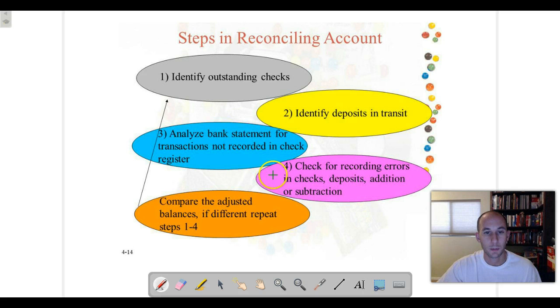So we have 4 steps when we reconcile. First, we're going to have, sorry, my dog was barking at someone.